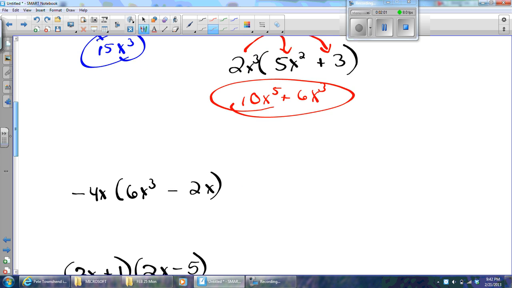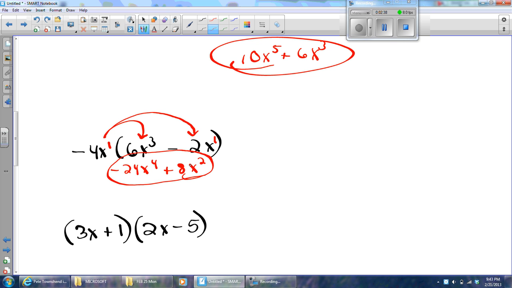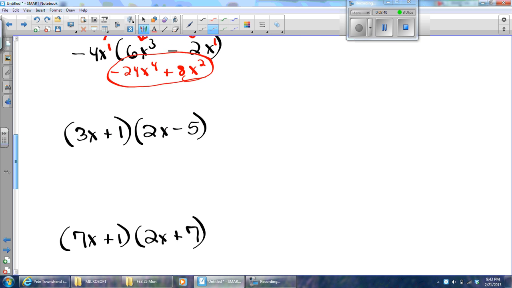Let's try another one. I've got negative 4x times the quantity of 6x cubed minus 2x. Well, I'm going to distribute, multiply here, and multiply there. Negative 4 times 6, negative 24. X to the first times x cubed, x to the fourth. Negative 4 times negative 2 is a positive 8. X to the first times x to the first, x to the second, and there you go. Pretty simple stuff.